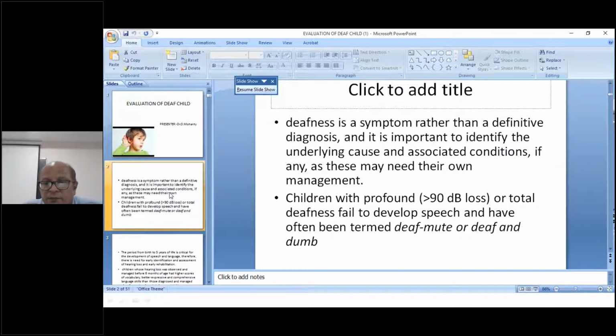Children with profound deafness, which indicates more than 90 decibel loss or total deafness, fail to develop speech and have often been termed deaf mute or deaf and dumb. Particularly those who are born with this disability, or unfortunately lose the ability to hear, can also lose the ability to speak.